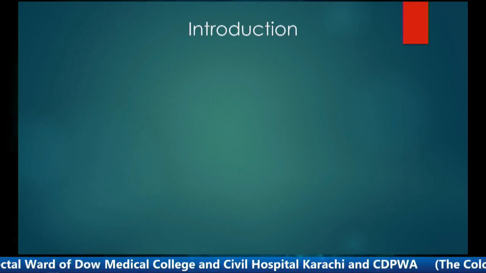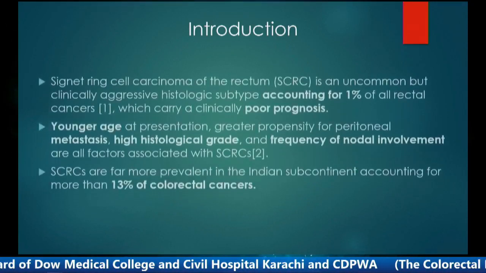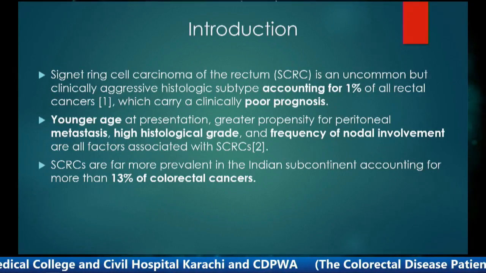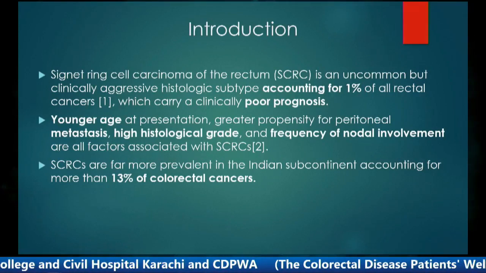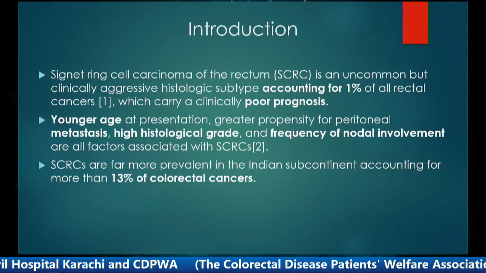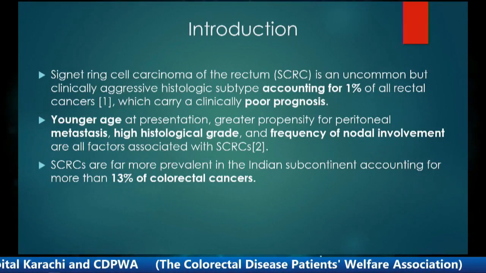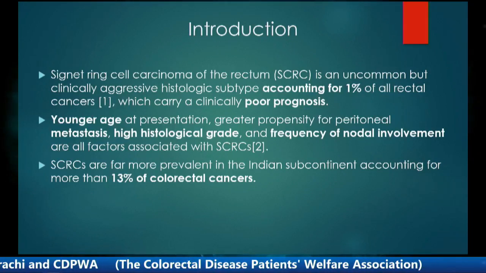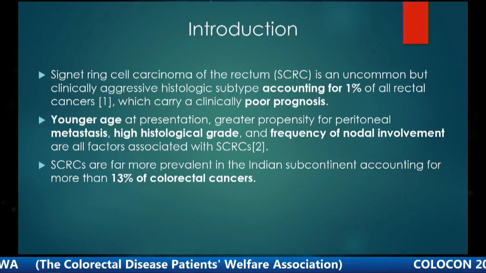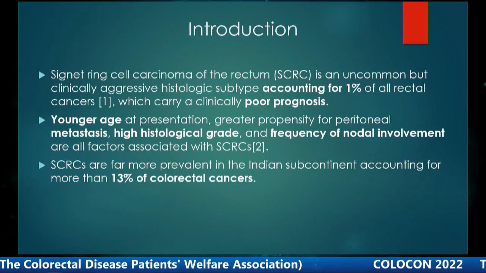So briefly, I am introducing what signet ring cells are. Basically, these are cells which have intracytoplasmic mucin, and they are a group of neoplasms which have very high aggressive behavior, and they do not respond to chemotherapy overall. If there is a presence of intracytoplasmic mucin, we label it as a signet ring cell.